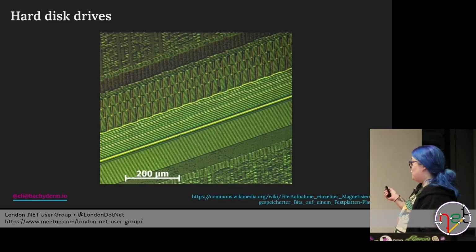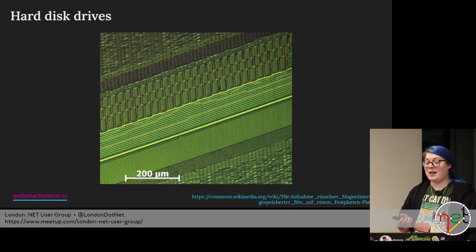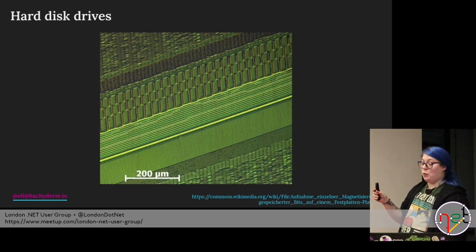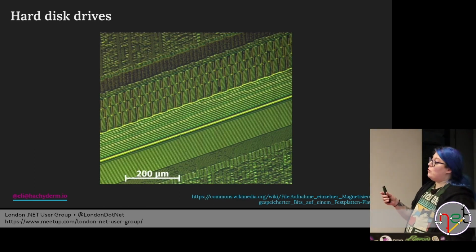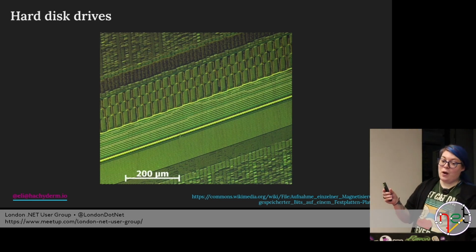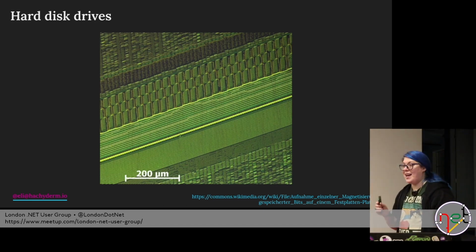Modern hard drives, this is really cool, I really like this. Modern hard drives have got to the stage where the areas of the disks that we're magnetizing have got so small that they risk losing that magnetic state due to an effect known as superparamagnetism, whereby heat can cause magnetic material to flip its polarity in areas smaller than 50 nanometers. Nanometers are tiny.